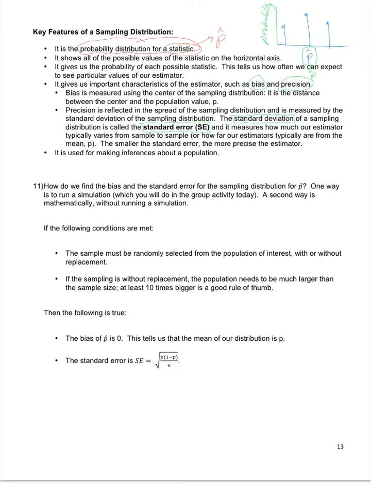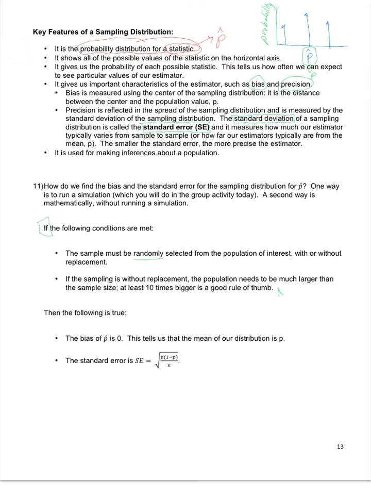All right, number 11, how do we find the bias and the standard error for the sampling distribution for p hat? One way is to run a simulation, and you can do that in today's group activity. Second way is mathematically without running a simulation. So if the following conditions are met, the first condition is the sample must be randomly selected from the population of interest, with or without replacement is okay. And if the sampling is without replacement, the population needs to be much larger than the sample size. At least 10 times bigger is a good rule of thumb.